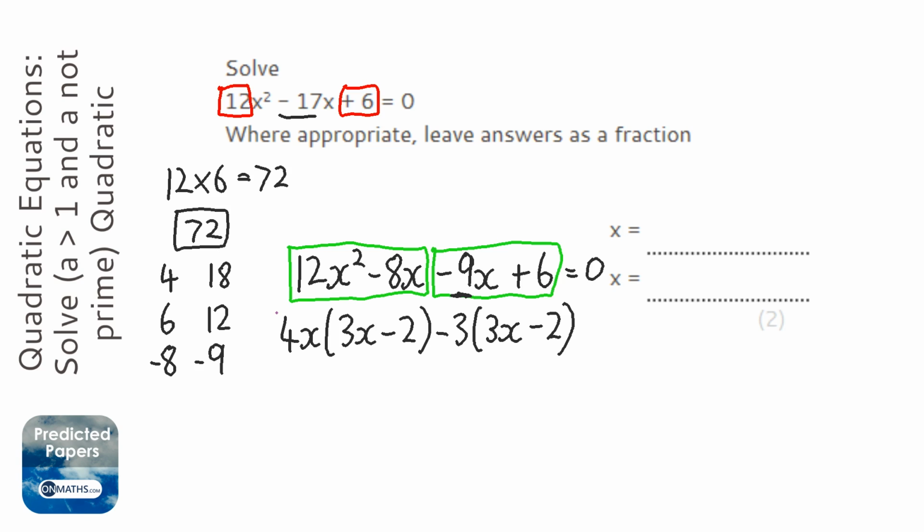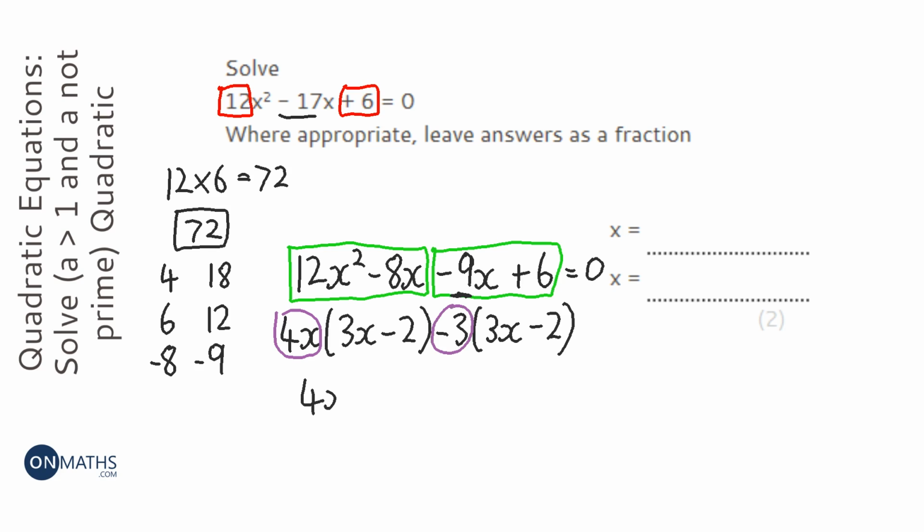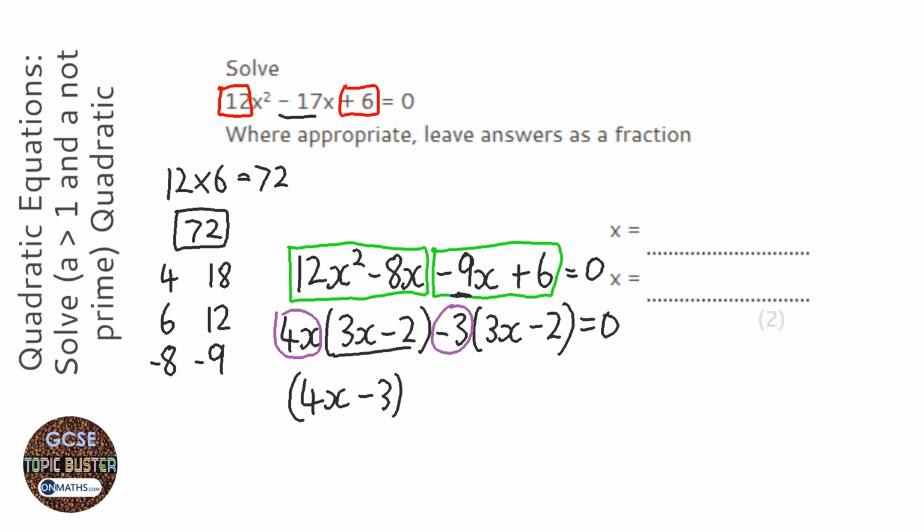Then I'm going to take the two numbers outside the bracket and make a bracket with them. So 4x minus 3. And I'm also going to remember to put the equals 0, because I keep forgetting that. And then I'm going to just write the repeated bracket once. There we go.